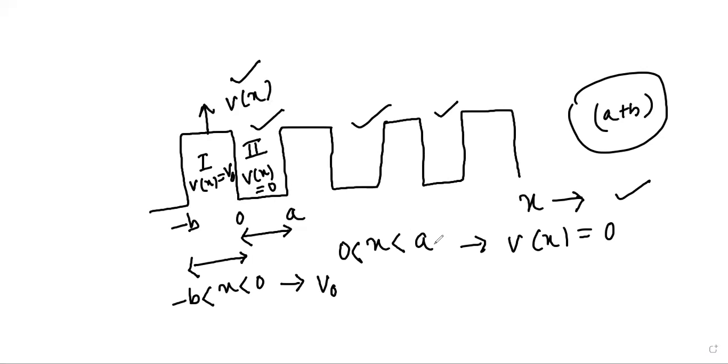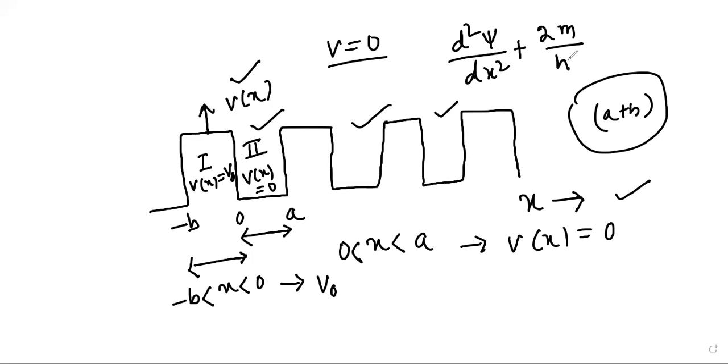Let us write the Schrodinger's equation for these two regions. For V equal to 0, that is the second region, the Schrodinger's equation can be written as d squared psi upon dx squared plus 2m by h bar squared into E minus V. V is 0 here, so E psi equals 0. This is what we can write for V equal to 0.